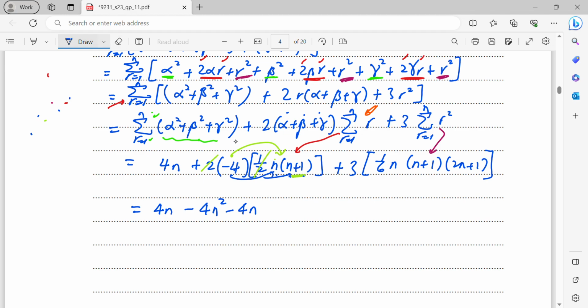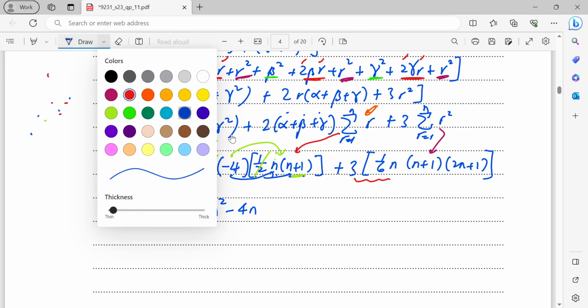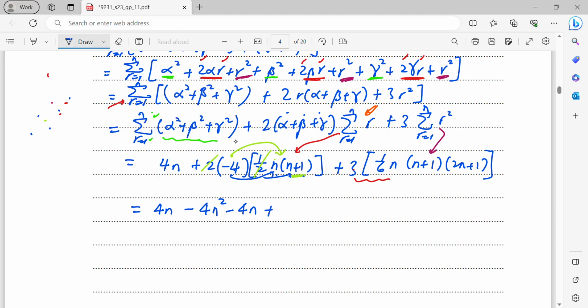Okay, then the next one is I will simplify the 3 and 1 over 6. These two, when you simplify, it will be half. Alright, so I will get half n. So half n. Then this part I will do expansion. So when I do expansion, I will get 2n squared plus n plus 2n plus 1.